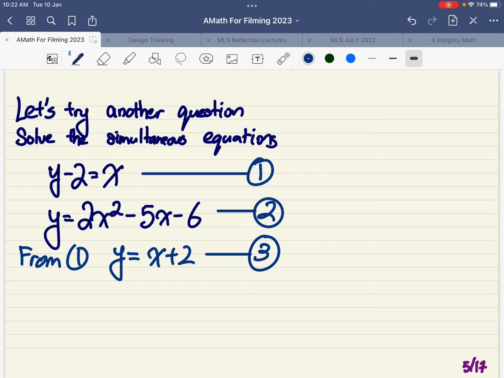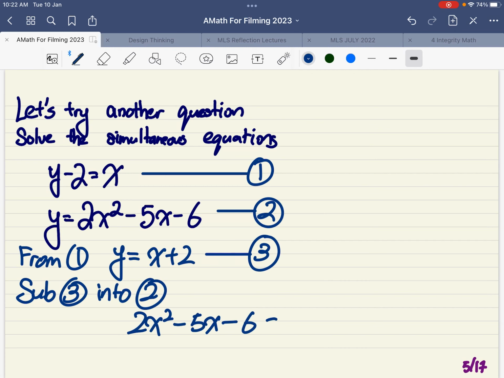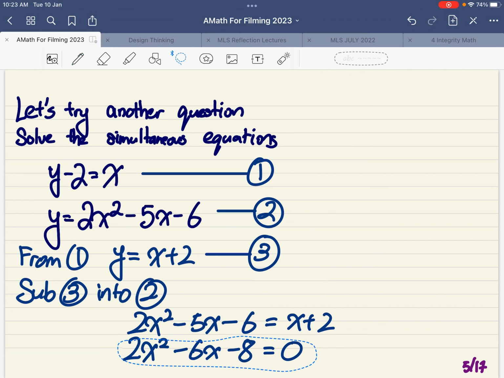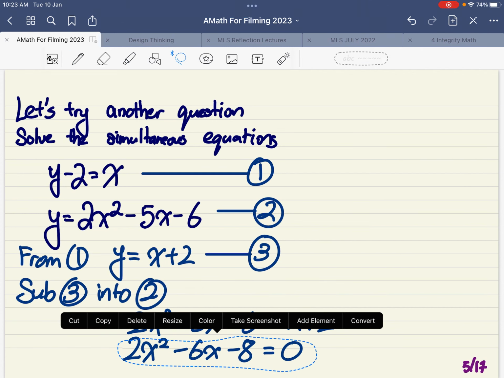So as we have done in the previous question, I will substitute equation 3 into equation 2. So what I get is 2x squared minus 5x minus 6 equals x plus 2. How to solve an equation like this? We collect all the terms onto the left hand side of the equation. So what I'll get here is 2x squared minus 6x minus 8 equals 0. Let me just copy this onto the next page so that we have some continuity.